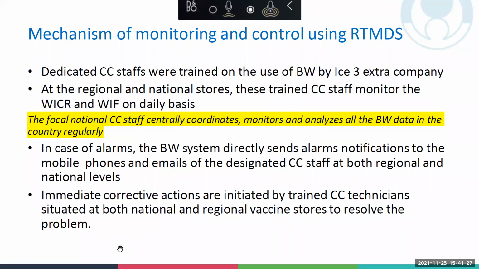And of course, the national focal dedicated staff also coordinates, monitors, and analyzes all this Beyond Wireless data centrally from all the regions in the country. In case there is any alarm, the Beyond Wireless system sends an alarm notification to the mobile phones and email addresses of this dedicated cold chain staff, both at the regional level and at the national level. And immediate actions are initiated by the cold chain technicians at the level where these alarms originate from. So, next slide.